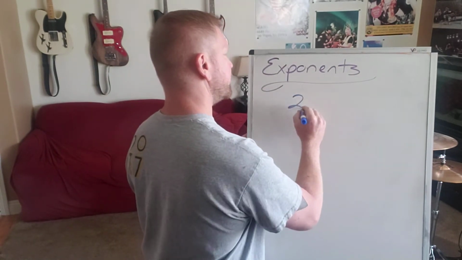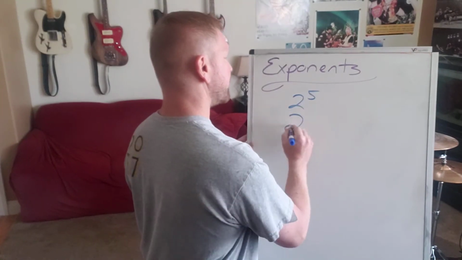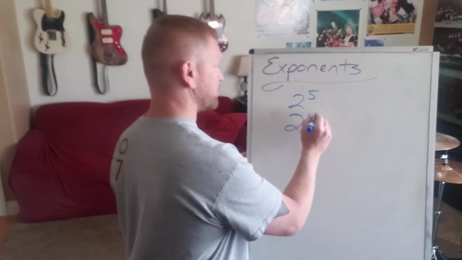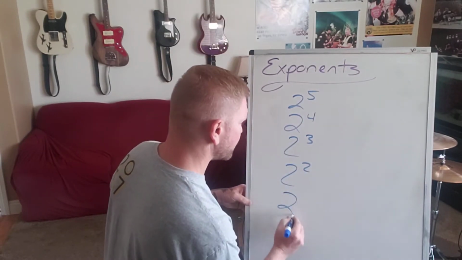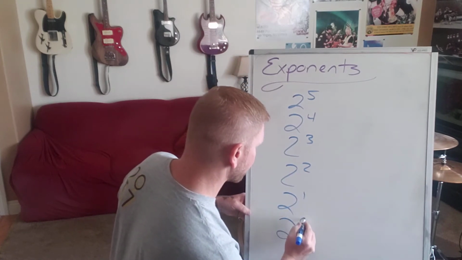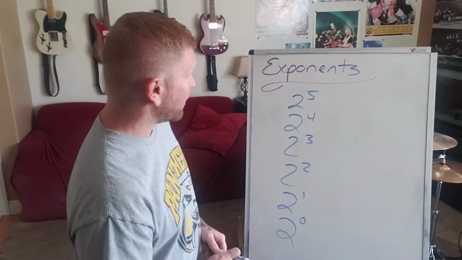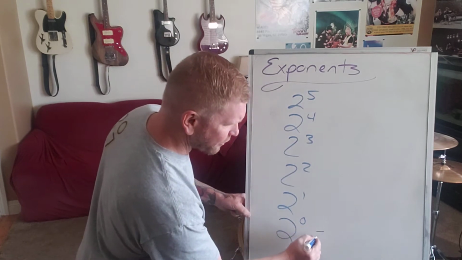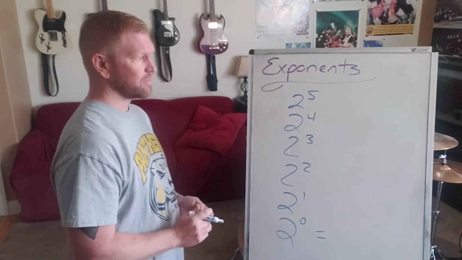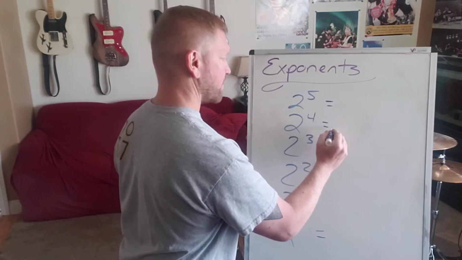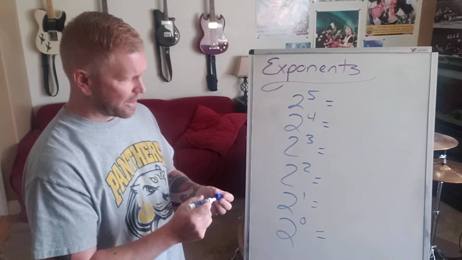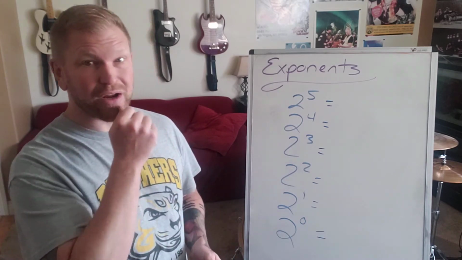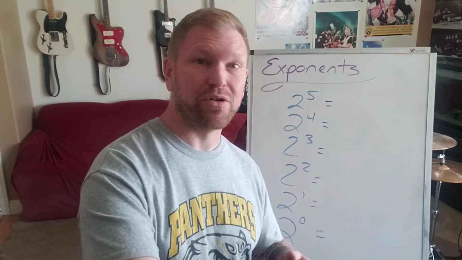Okay, so let's say we had 2 to the 5th power like we just did, and then below that we'll do 2 to the 4th power, 2 to the 3rd power, 2 to the 2nd power, 2 to the 1st power, and then 2 to the 0 power. All right, what do you think 2 to the 0 power is going to equal? A lot of people get 2 to the 0 power incorrect, but I'm going to show you a pattern to show you how we could actually get it right.